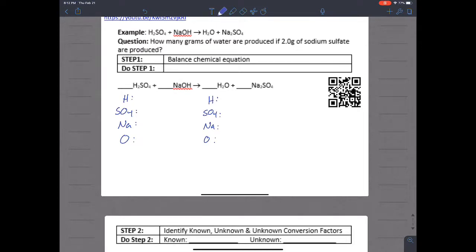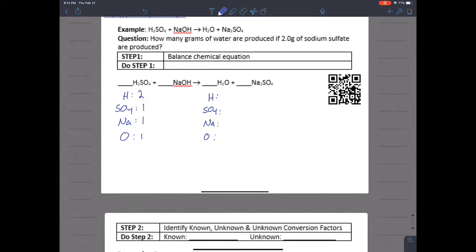Okay, and I'm going to get my numbers here. So I have 2 hydrogens, 1 sulfate, 1 sodium, and then I have 3 hydrogens, my fault, hopefully you caught that. And then I have 1 oxygen outside of the sulfate. Now over here, I have 2 hydrogens, 1 sulfate, 2 sodiums, and again, 1 oxygen outside of my sulfate. Okay, so let's look at what we can do here. Well, hydrogen I have in multiple places on both sides, so I'm going to pause on that one for a second. I'm going to move on. SO4 is balanced right now.